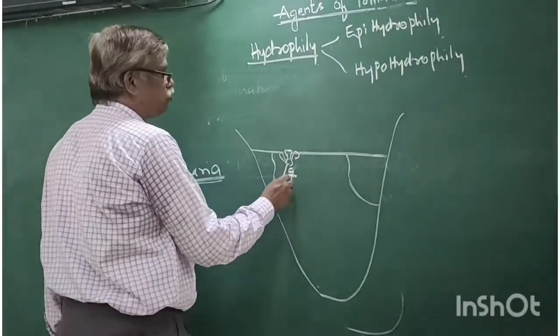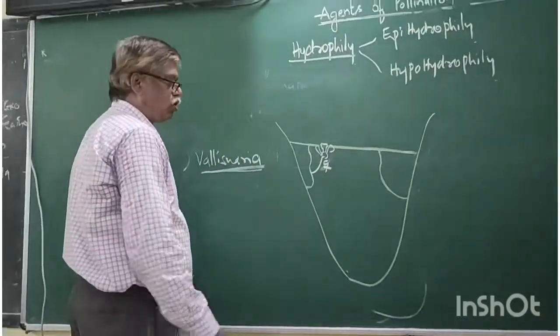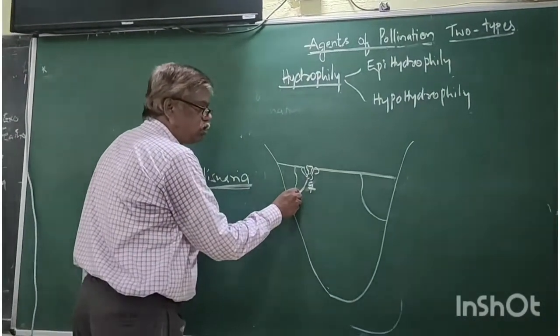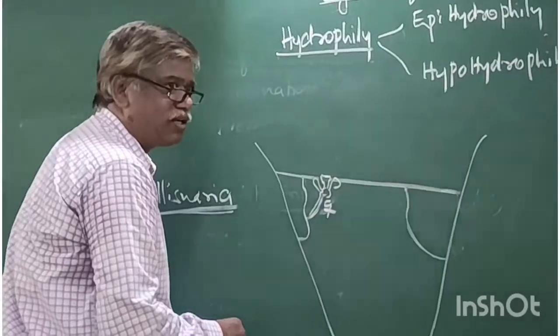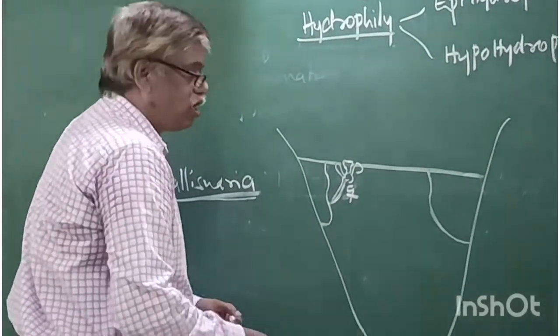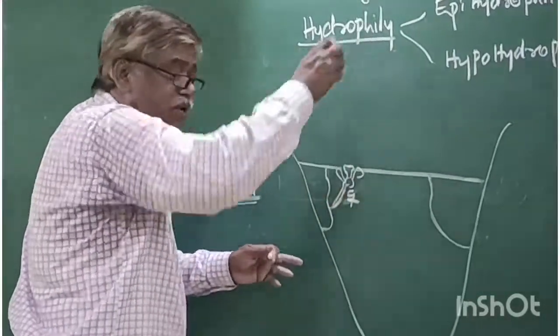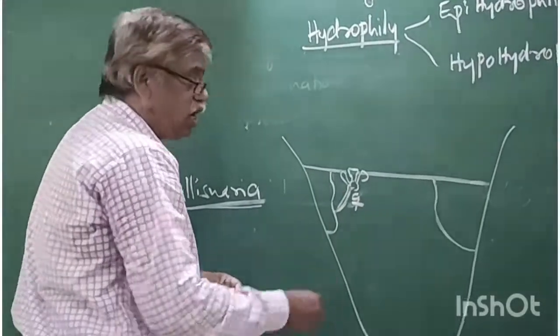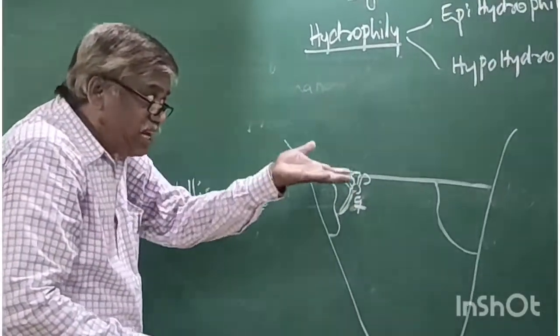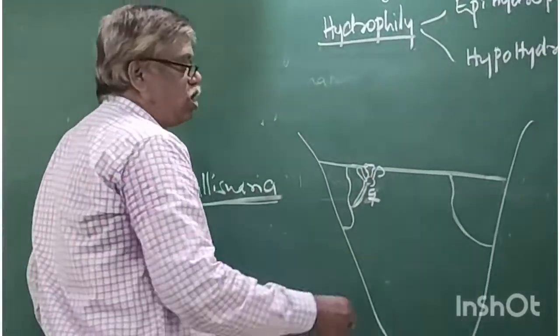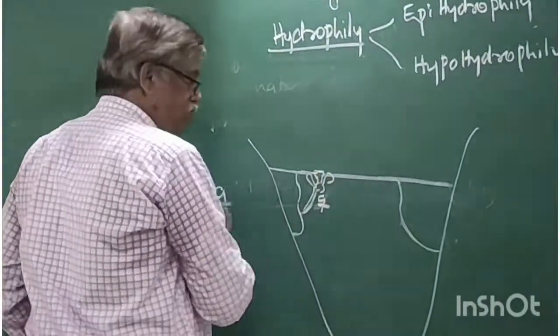Female flower. What is this? Star, pedicel. The female flower with a long pedicel. Hence, the flower reaches the surface, reaches the sun. Now it is a Vallisneria.